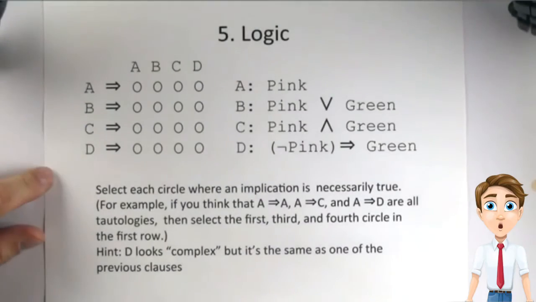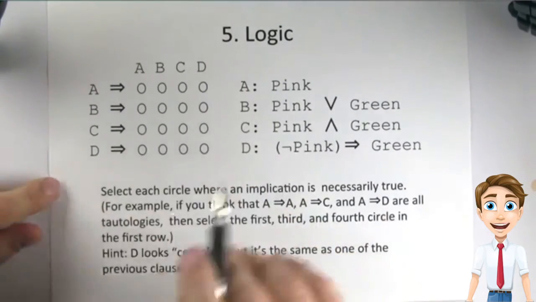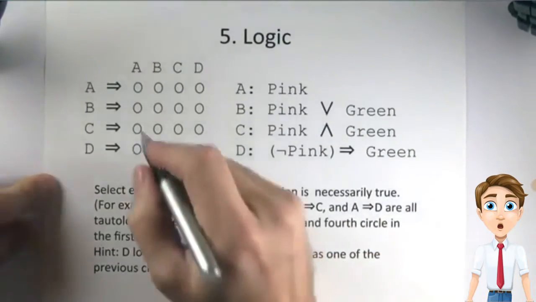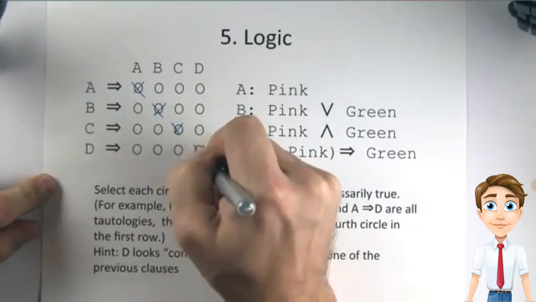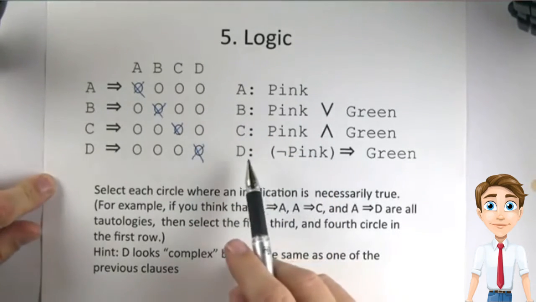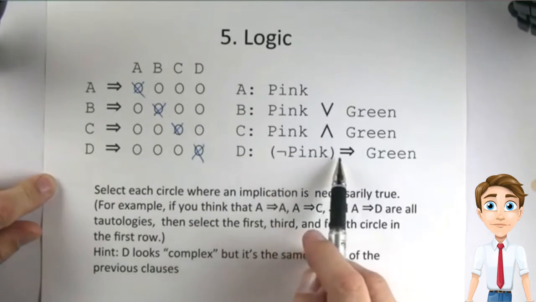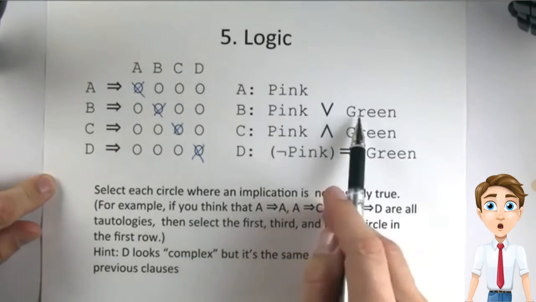To answer this question, the very first thing we observe is that each statement implies itself. So we will draw every element on the main diagonal as true. We also observe that not pink implies green is the same as pink or green.